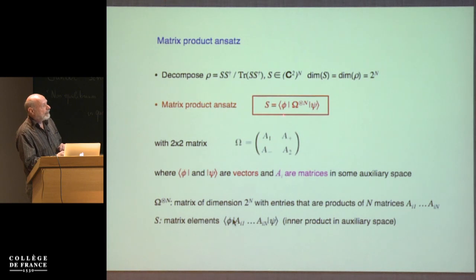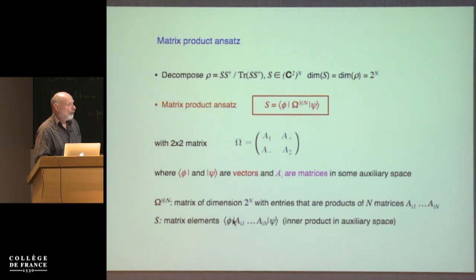And then the scalar product really is acting on these matrices and not on the overall tensor product of dimension 2 to the power n. So if we take this tensor power, that means that this will be a matrix of dimension 2 to the power n, but the entries themselves are products of matrices. And the matrix elements of S are these scalar products here. So we take this inner product with these vectors in this auxiliary space. So this will be the matrix elements of S, and this will be the matrix elements of the nth tensor power of this 2 by 2 matrix omega. That's just the structure of the ansatz.